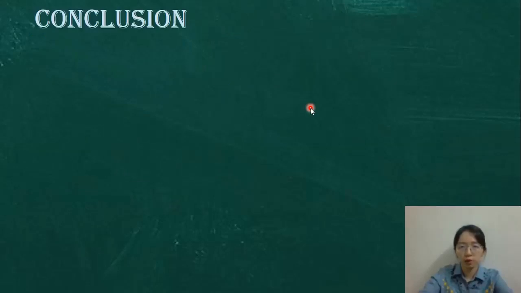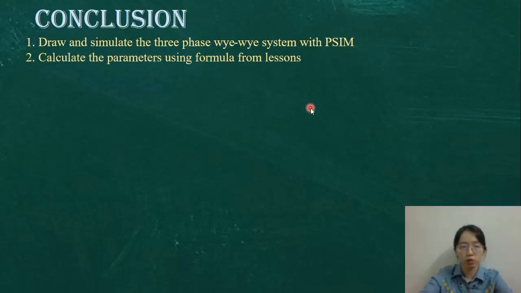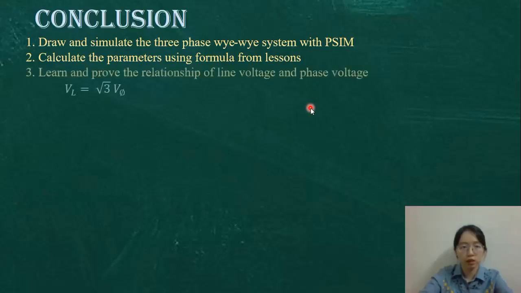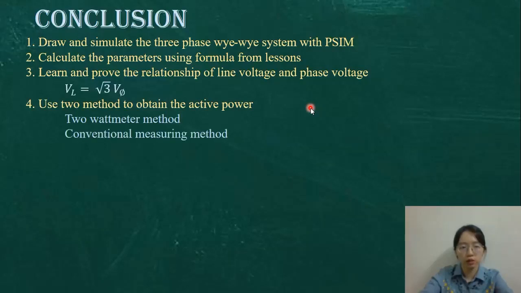Conclusions. We can say that our objective is achieved, and we also learn to draw and simulate the three-phase YY system using the PCM. The second, we learn to calculate the parameters using the formula from the lesson. Third, learn and prove the relationship of the line voltage and phase voltage, in which the line voltage is square root 3 larger than the phase voltage. Fourth, use two methods to obtain the active power, which are the 2 wattmeter method and the conventional measuring method.